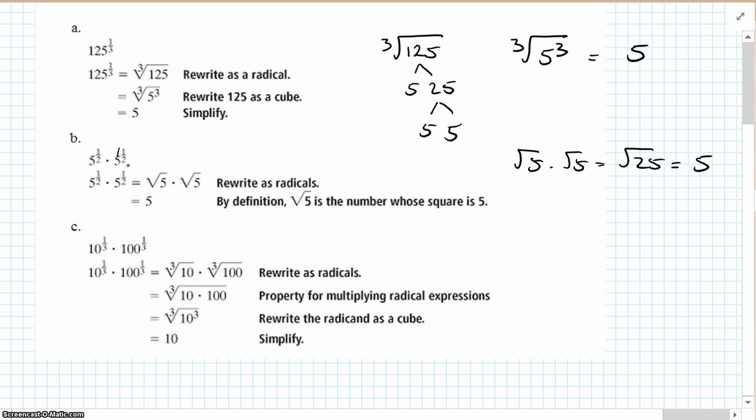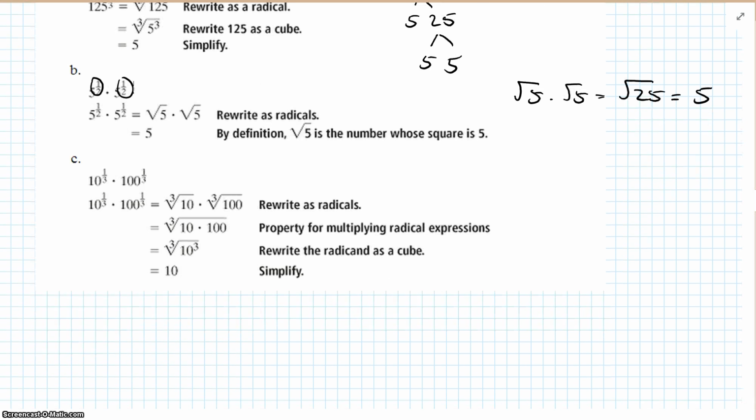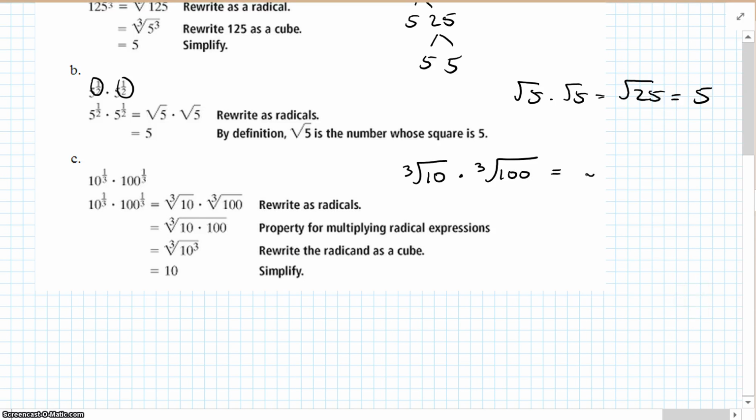Okay, basically think of these as indexes again. Since they're the same, you can multiply. Okay, 10 to the 1/3 and 100 to the 1/3 could be written as the cube root of 10 times the cube root of 100, which would be the cube root of 1,000, which we can break down to 10 times 100, which we just did, and 10 times 10. So we can write this as the cube root of 10 cubed, which would be 10. Easy enough?